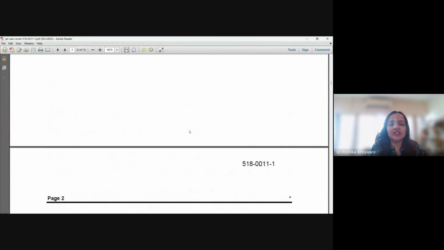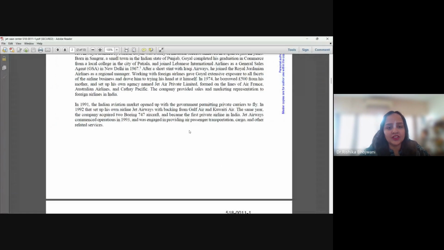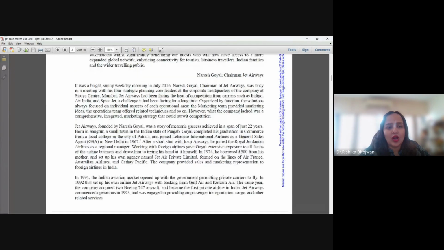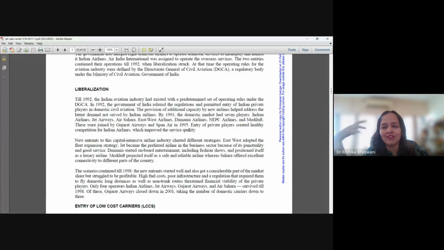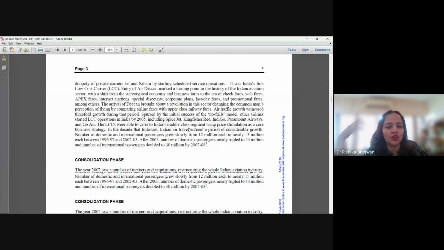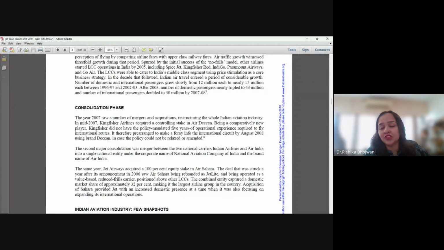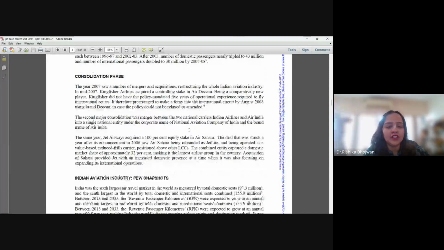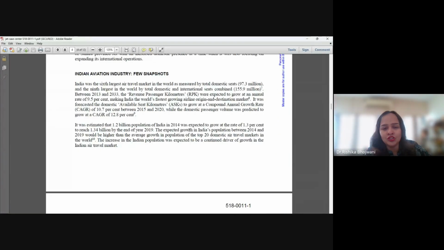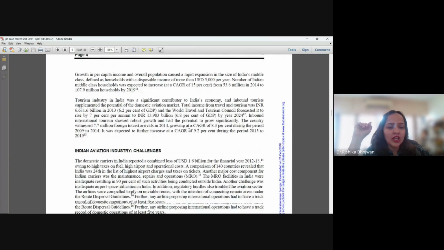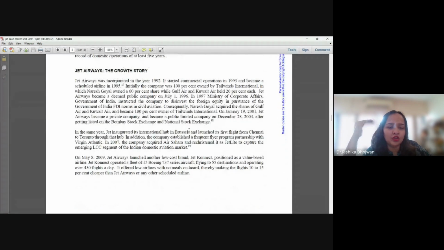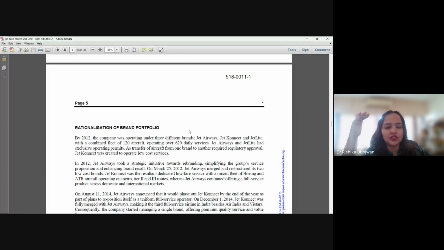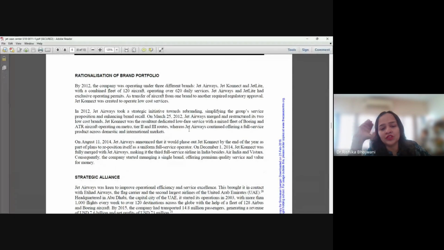Now, I just wanted to show you a quick glimpse of this case. After this introduction, going to the history, obviously first comes the history. How is the environment? How is the government going on and all that about aviation? If this is an airline, it is the aviation industry. And some snapshots you can put up. Make the headlines catchy. Challenges. The Jet Airways growth story. How it started, how it grew. Four or five pages will go in this only.